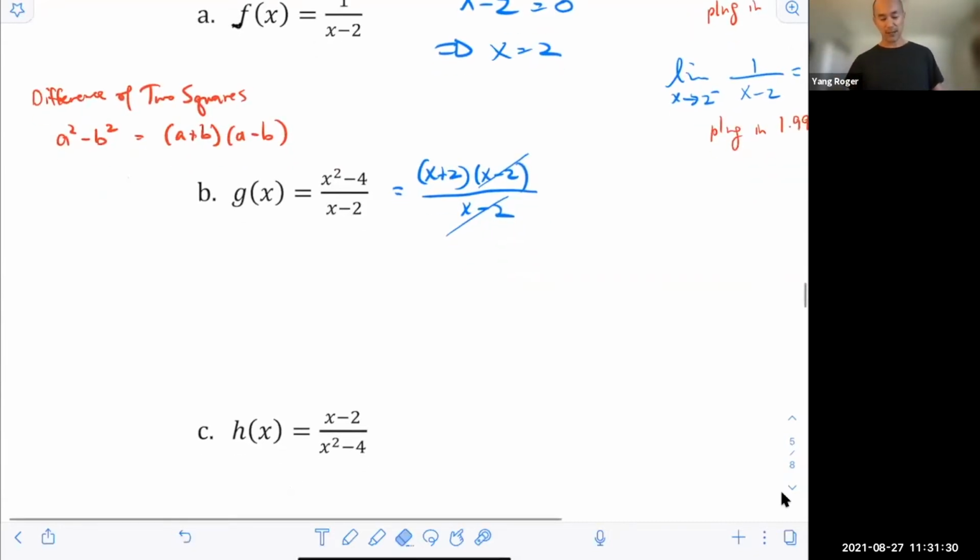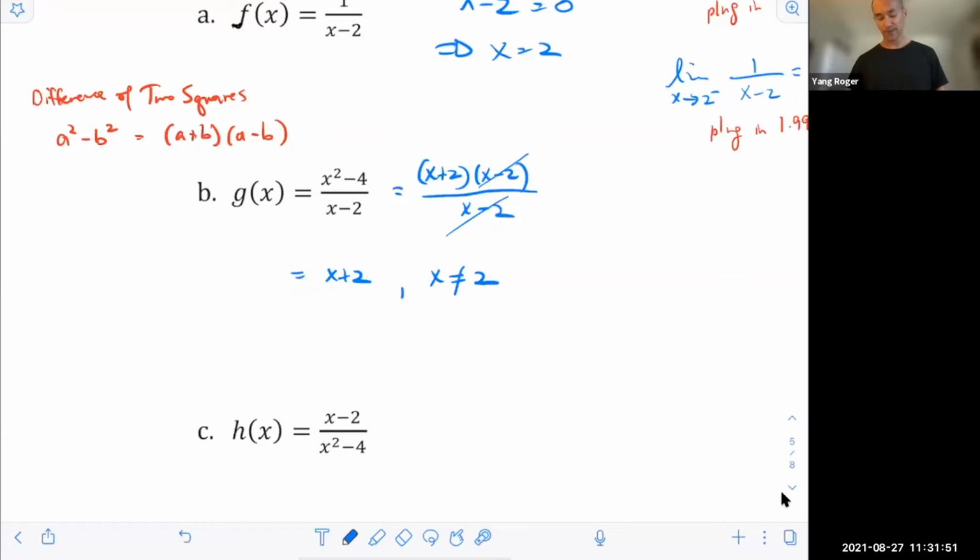Okay. So after we do this, when we simplify, we're going to get this, x plus 2. But I need to put one extra condition if I want to put an equal sign right here. The extra condition is that x is not allowed to be 2. And why is x not allowed to be 2? Because in this particular function, 2 is not inside the domain. You can't have a 0 in the denominator. So I capture that by putting this extra little condition right there.